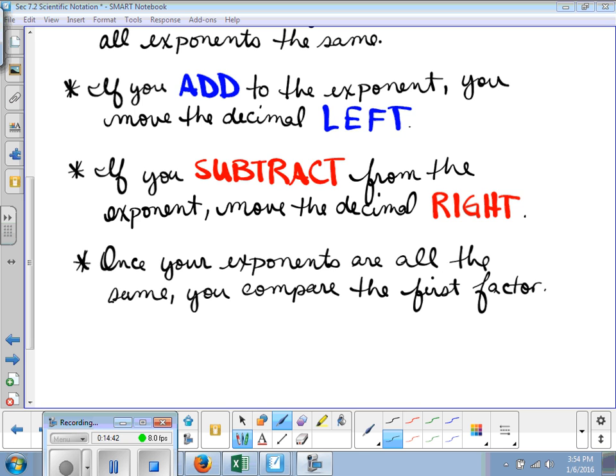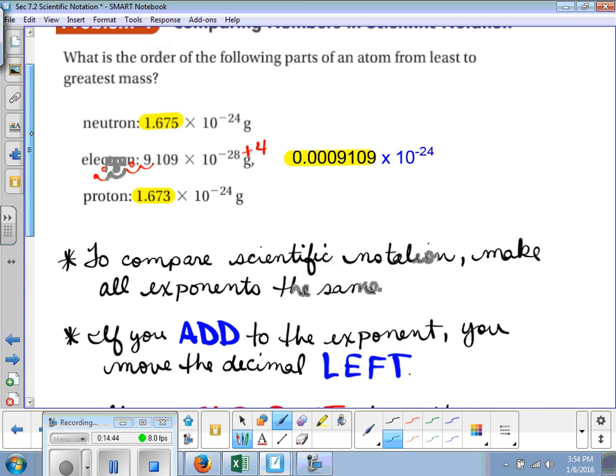So going back to our problem, now we can answer it. Which one is the smallest? Electron. The electron is the smallest, so that's the first one. Then we have the proton, number 2. And then finally, number 3 is the neutron. 7.5.